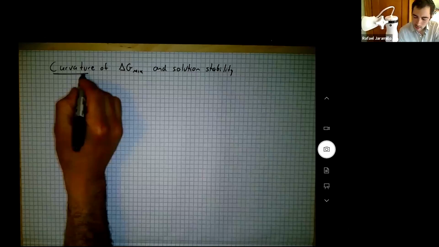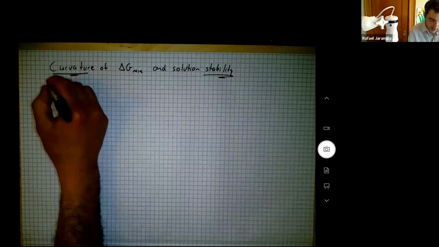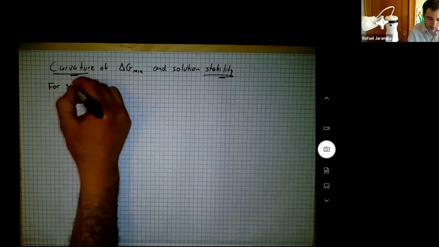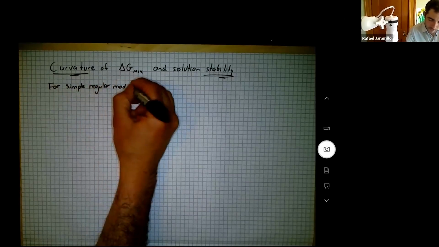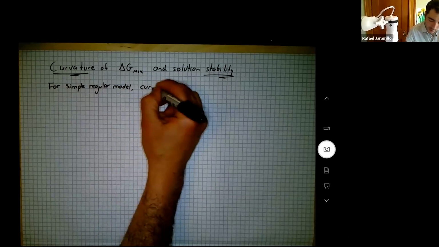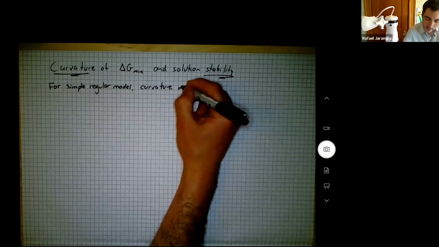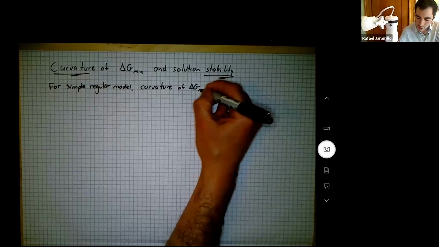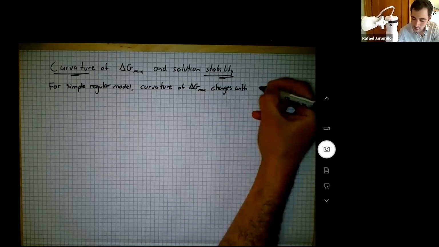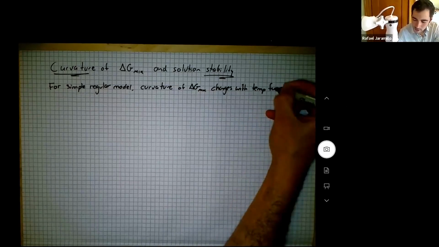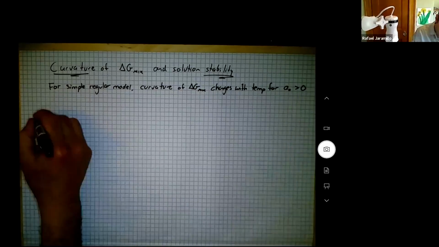Curvature and stability. So let's again use a simple regular model. For the simple regular model, the curvature of delta G mix changes with temp for the case of endothermic mixing. So I'm just going to repeat what we just drew.